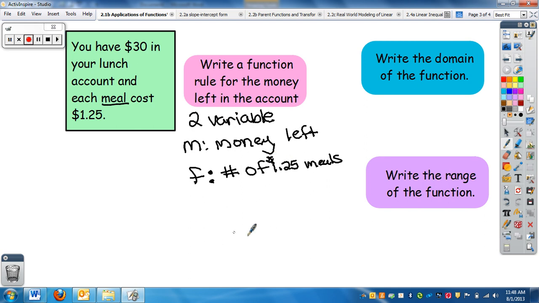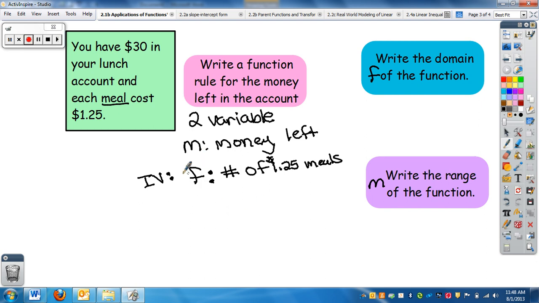Alright, so now we need to write a function rule. So who is your variable in charge? Who is your independent variable? Well, that would be F. That is your independent variable. So F is going to be our domain. And then M is our range, what we're going to get out.